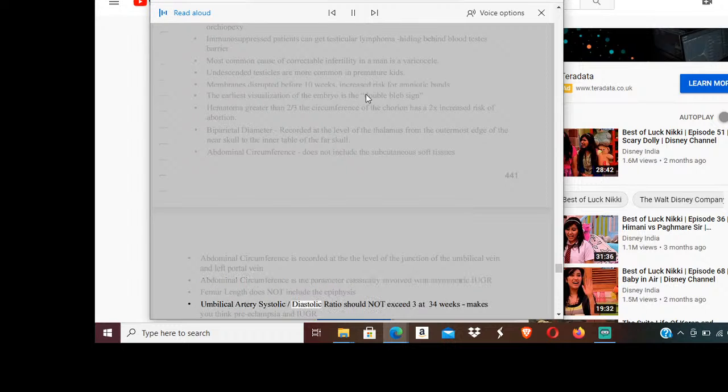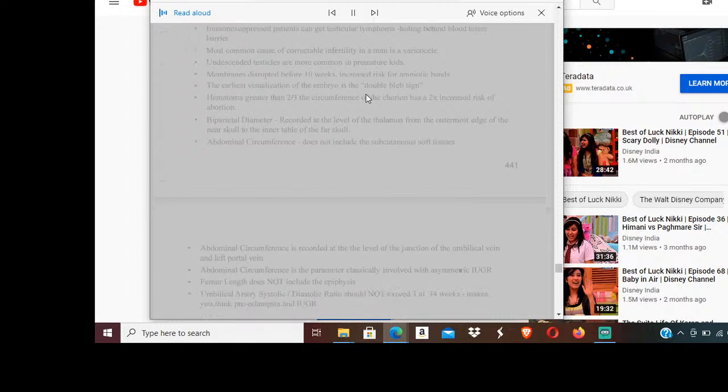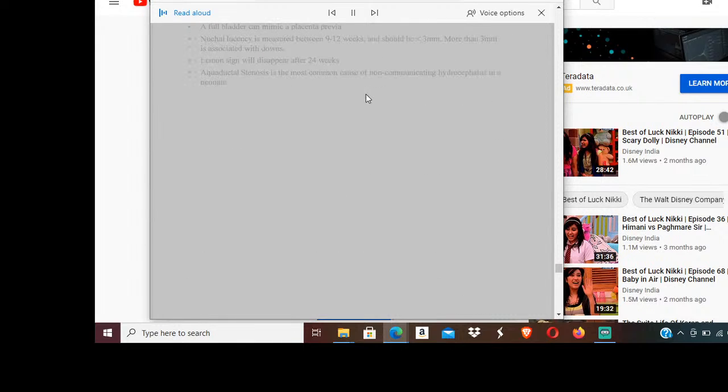Umbilical artery systolic to diastolic ratio should not exceed 3 at 34 weeks. Makes you think preeclampsia and IUGR. A full bladder can mimic a placenta previa. Nuchal lucency is measured between 9 to 12 weeks and should be under 3 mm. More than 3 mm is associated with Down syndrome. Lemon sign will disappear after 24 weeks. Aqueductal stenosis is the most common cause of non-communicating hydrocephalus in a neonate.